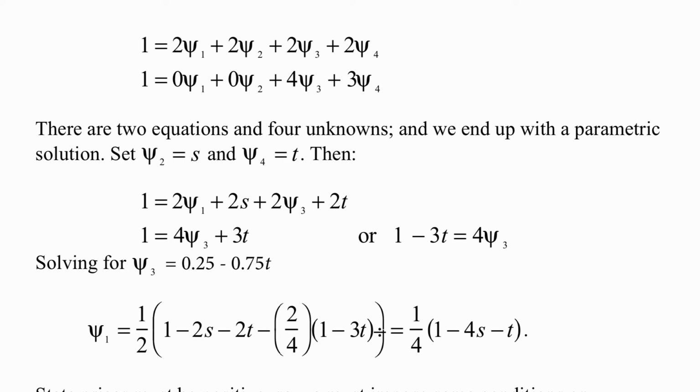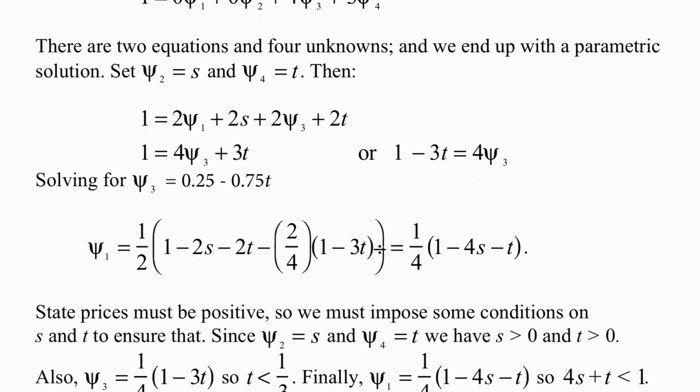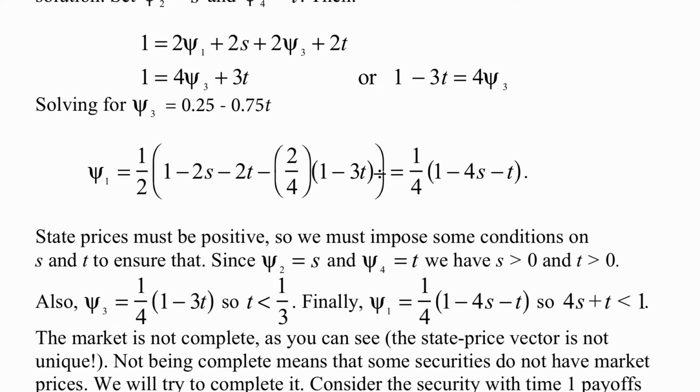There are 2 equations and 4 unknowns, and we end up with a parametric solution. Set psi 2 equal to s and psi 4 equal to t. Then 1 is equal to 2 psi 1 plus 2s plus 2 psi 3 plus 2t, and 1 is equal to 4 psi 3 plus t, or 1 minus 3t is 4 psi 3.